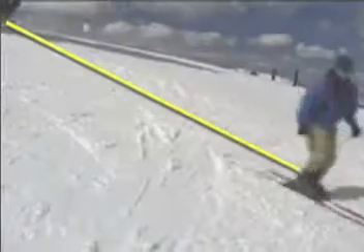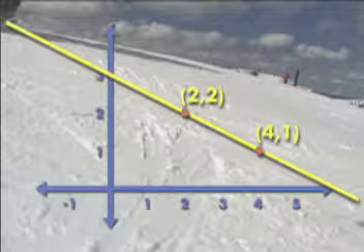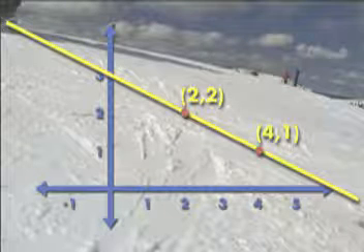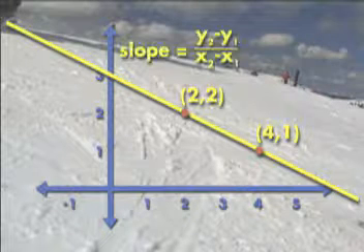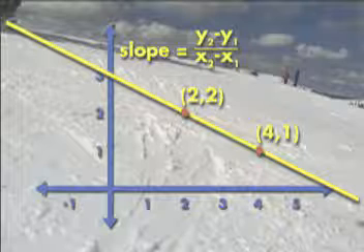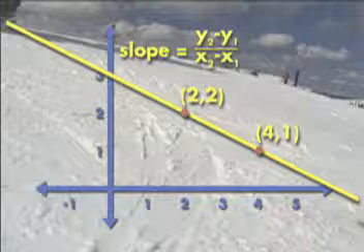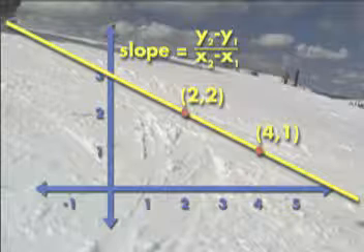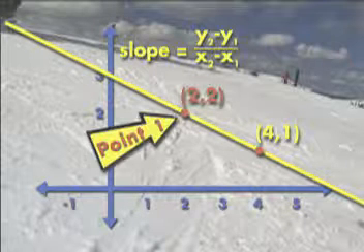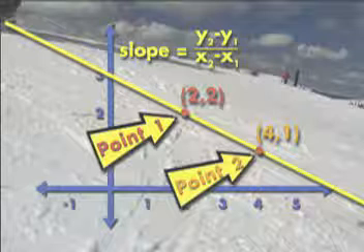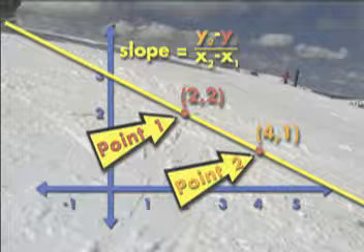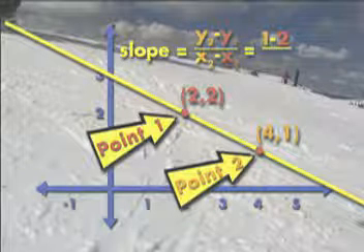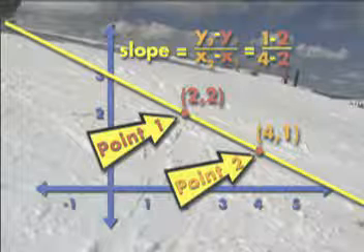So, what's the slope of this line? This time, since we have no grid lines that we can use to count the rise and the run, we'll have to use the formula for slope. To use the formula, we'll have to pick one of the points as point 1 and the other as point 2. If we call this point point 1 and this point point 2, y sub 2 minus y sub 1 will equal 1 minus 2. And x sub 2 minus x sub 1 will equal 4 minus 2.